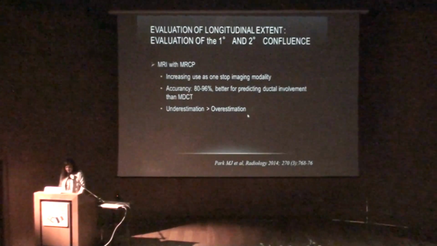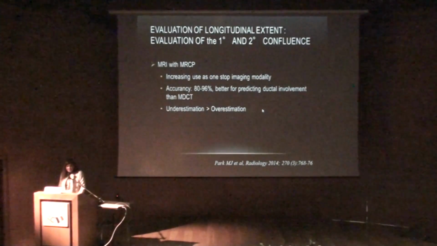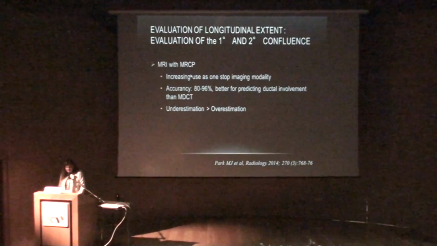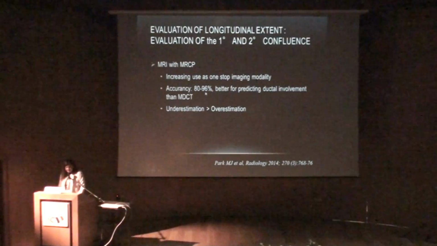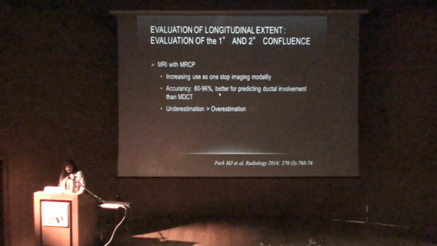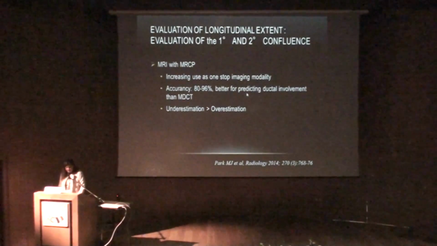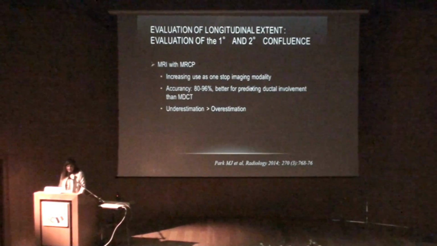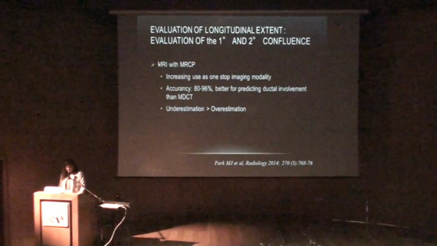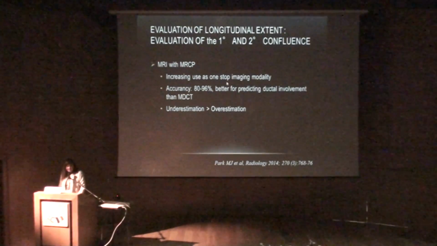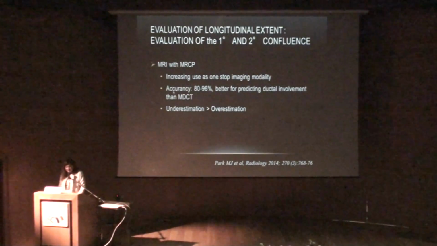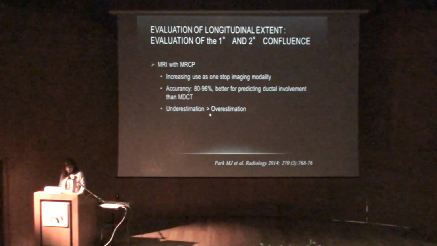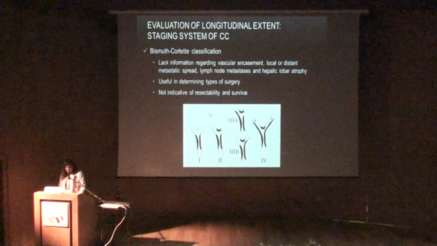But of course, it's better to use MRI with MRCP, because your accuracy is better. It's around 88 to 96%, and it has been proved to be better for predicting ductal involvement than CT. And even some use this MRI with MRCP as one-step imaging modality. And again, it's more common to have underestimation than overestimation.